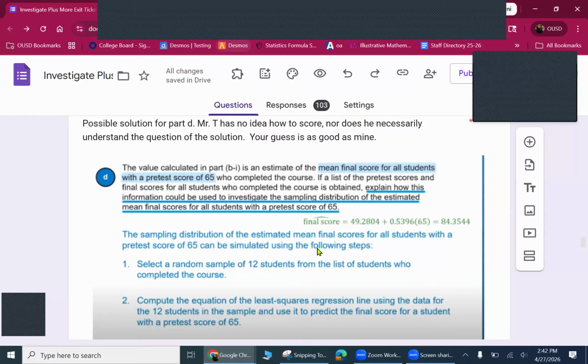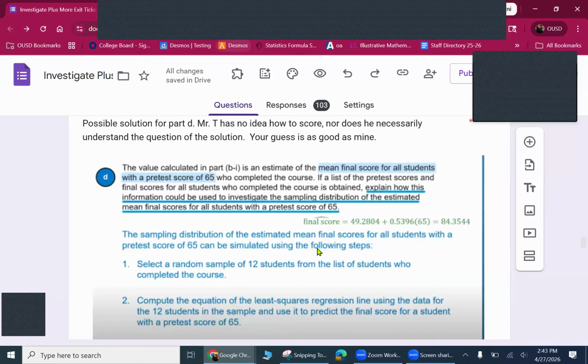Now, this last part, I understand what they said, but they keep going back to this 12. And there's a key word in here that I kind of have ignored because they never told me 12. But they basically say the value calculated is an estimate of the mean final score for all students with a pretest of 65 who completed this course. If a list of pretest scores and final scores for all students who completed the course is obtained, explain how this information could be used to investigate the sampling distribution of the estimated mean final scores of all students with a pretest score of 65. Once again, got to kind of figure out what they're saying here. But what I think they're trying to say is, how could you run a simulation? And if they had said that, I might say, for how many students, which evidently they think is 12.